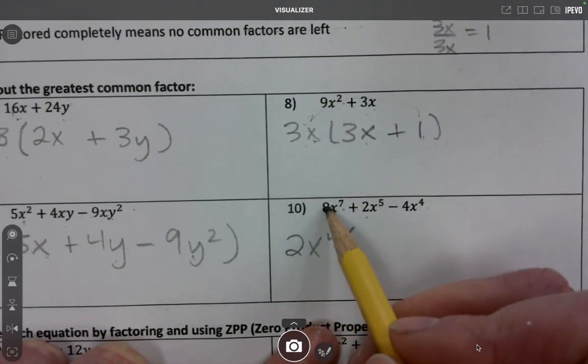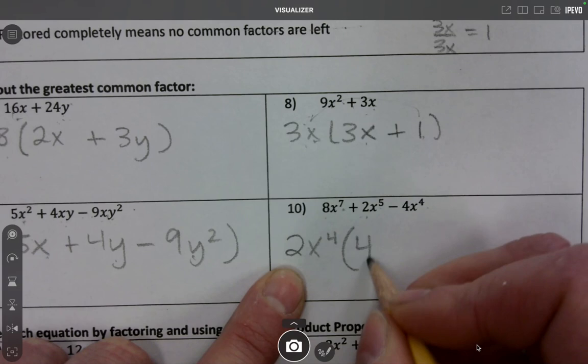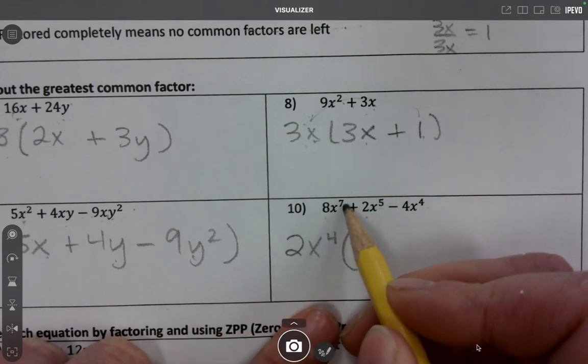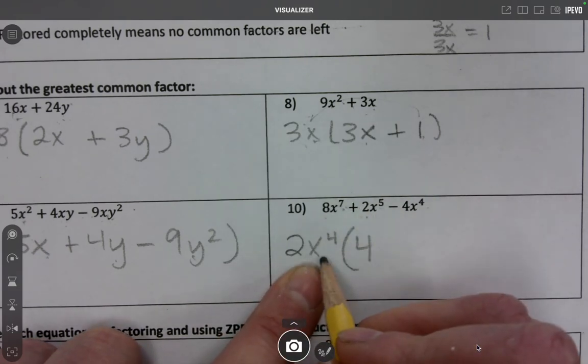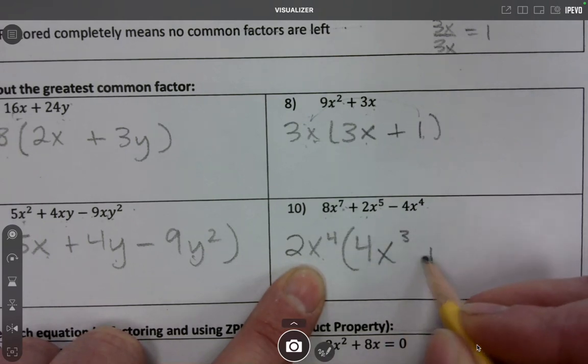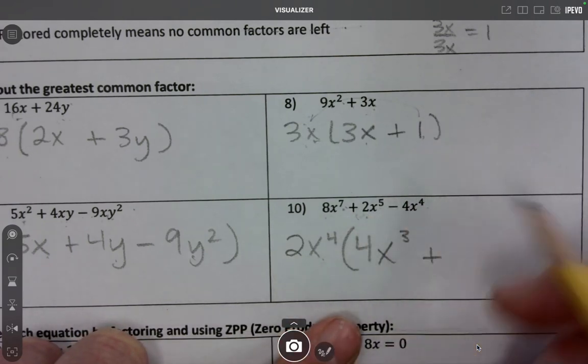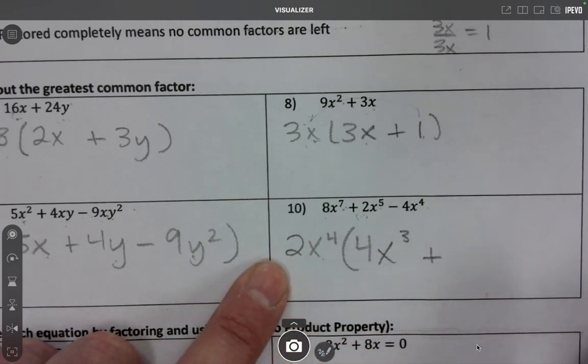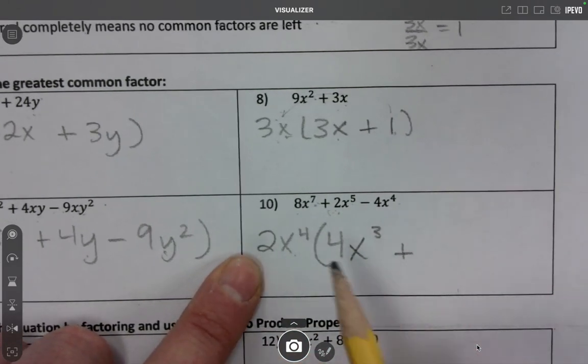So for the first one, I'm doing 8 divided by 2, that's 4. And I have 7 factors of x total. 4 of them are now in front, and so I have 3 left inside. Plus, the next one's 2x to the fifth. The 2 is going to be gone completely, right? I've already factored that out.